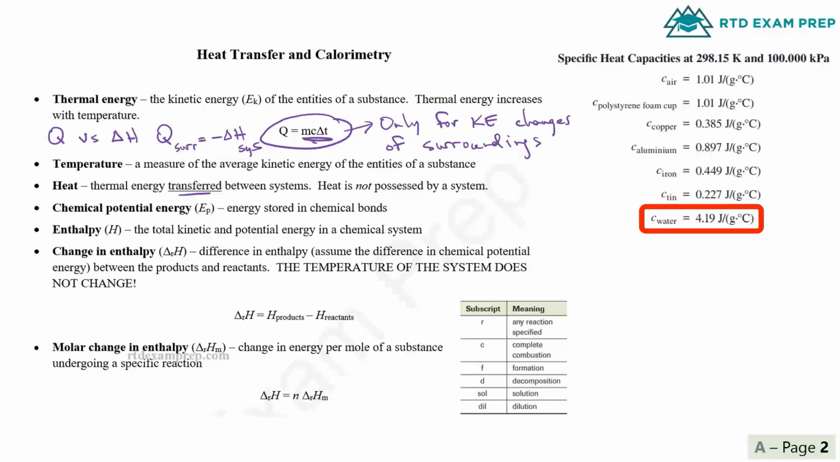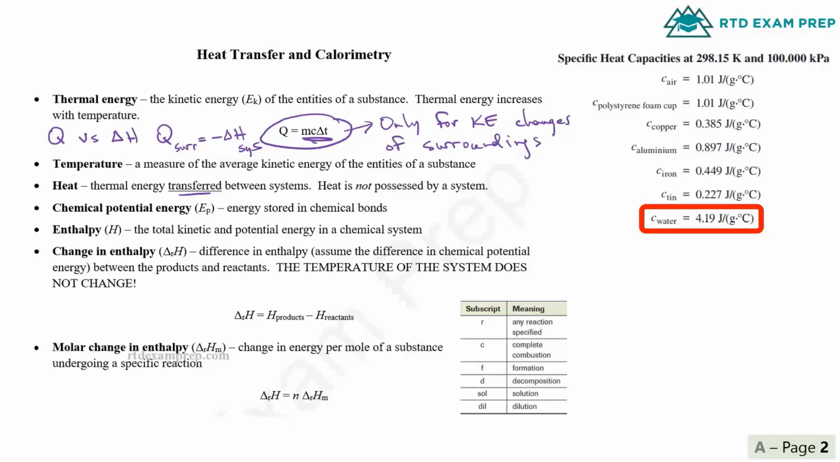In fact, in proper scientific terminology, heat is the verb, so you heat something. Thermal energy is the noun. You heat something and you are transferring thermal energy to that thing. We also have chemical potential energy, and this is the energy stored in chemical bonds. And of course, enthalpy, which is the total kinetic and potential energy in a chemical system.